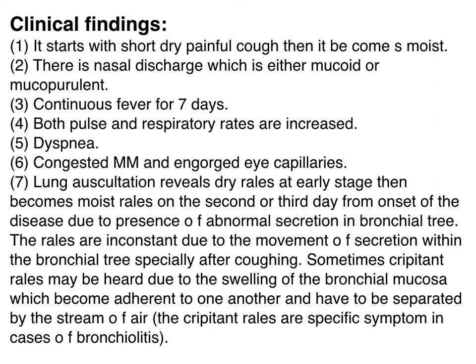From the onset of the disease, the rales are inconstant due to the movement of secretions، غير ثابتة تكون، يعني إذا نضع السماعة على جزء من الرئتين ثم بعد مرة أخرى نضعها على نفس المكان نشوفها متحولة إلى مكان آخر فتكون inconstant. Sometimes crepitant sounds can be heard, or crepitant rales may be heard, due to the swelling of the bronchial mucosa, which becomes adherent and has to be separated by the stream of air. The crepitant rales are specific symptoms in cases of bronchitis.